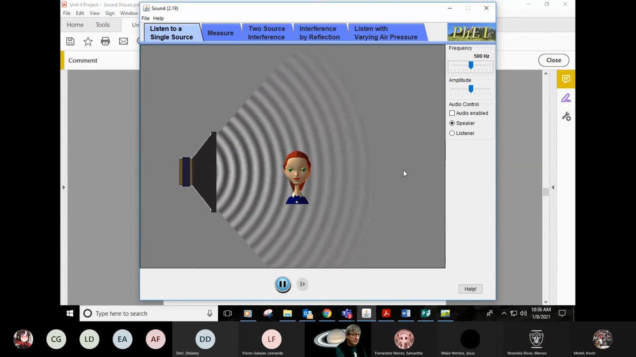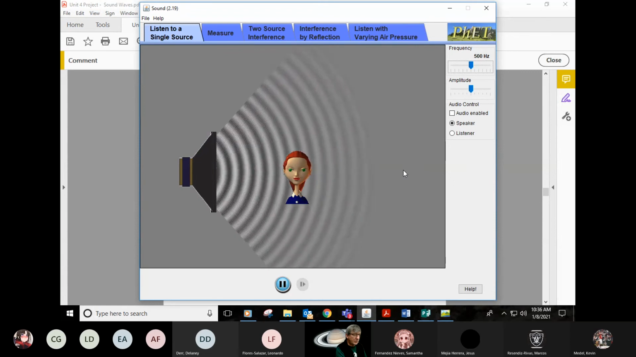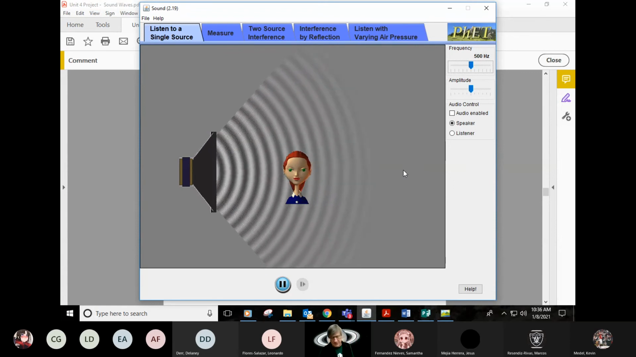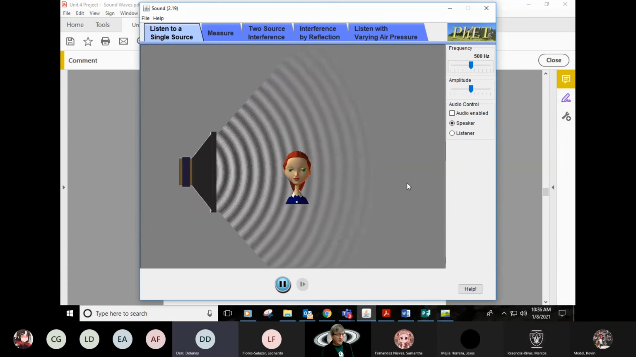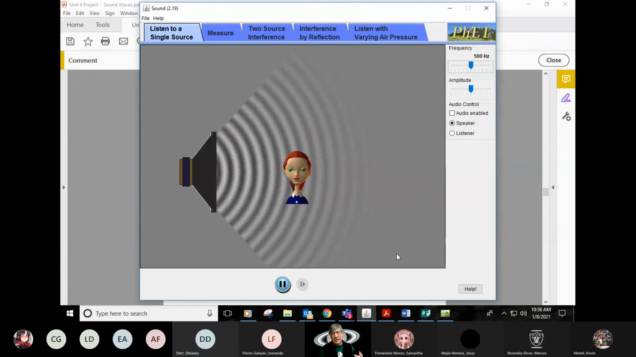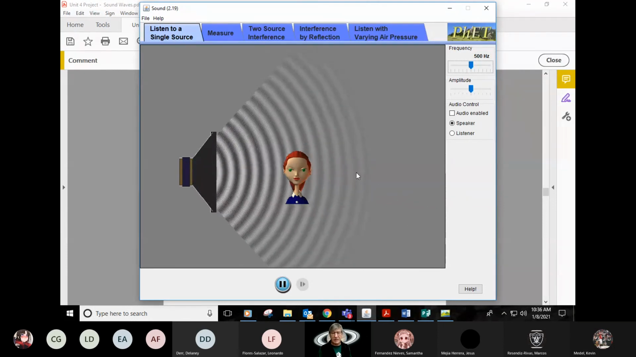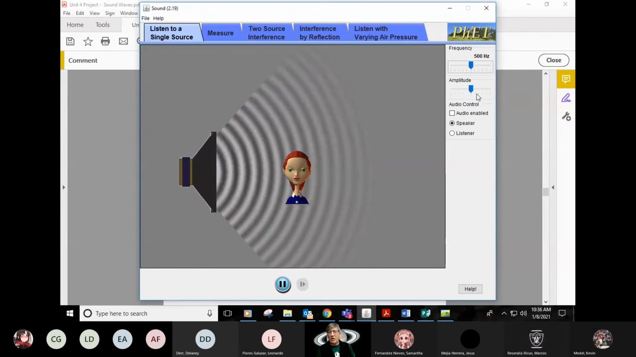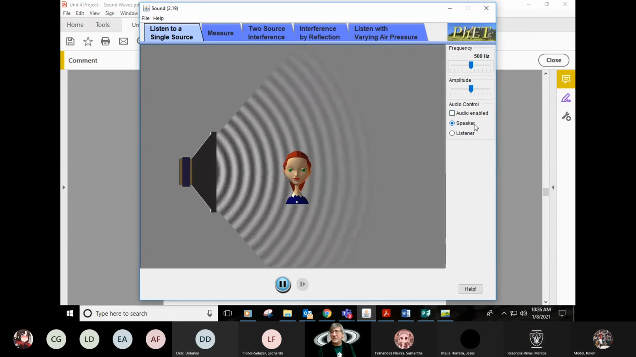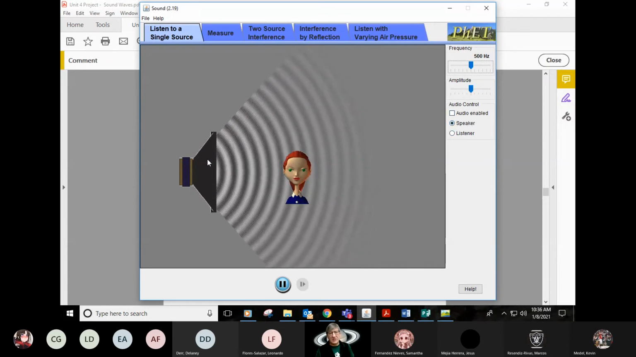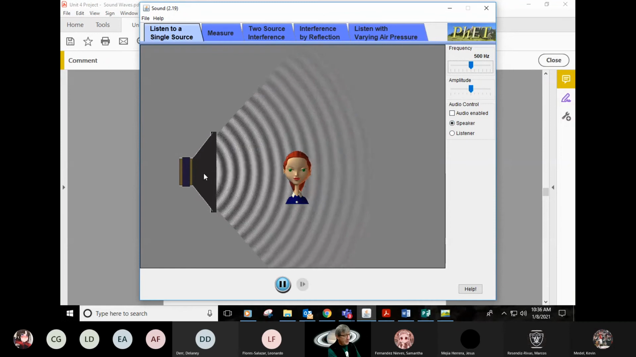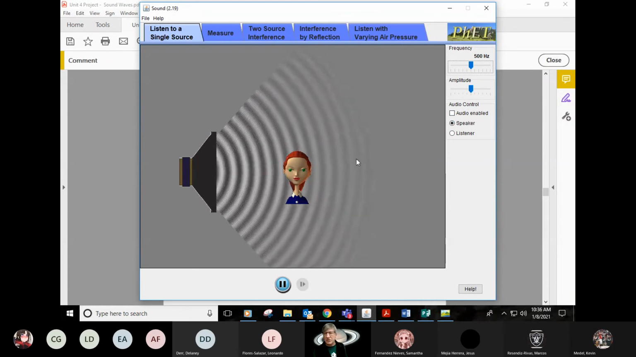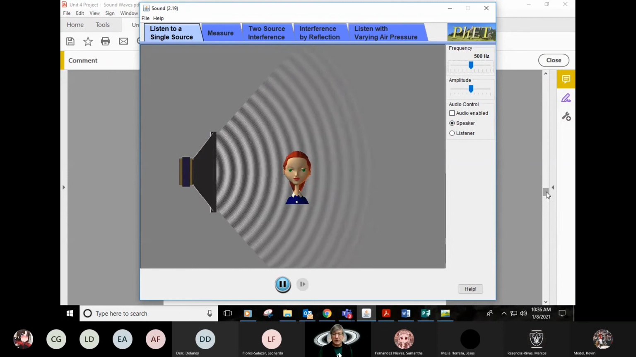Let's try again. There we go. Can you hear that? Yeah, so I'm going to be turning it on and off, but this is the sound that the simulation begins with at this particular frequency, at this particular amplitude, when we're hearing what sound the speaker is releasing. So this is the sound being released by the speaker. And I'm going to pause that for a minute, just so we don't drive ourselves nuts hearing it.